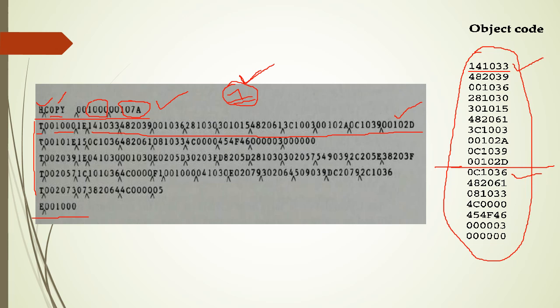So the address of that line is 101E. That is the starting address. Then how many remaining instructions are in the first part of the object program, or in the given program?